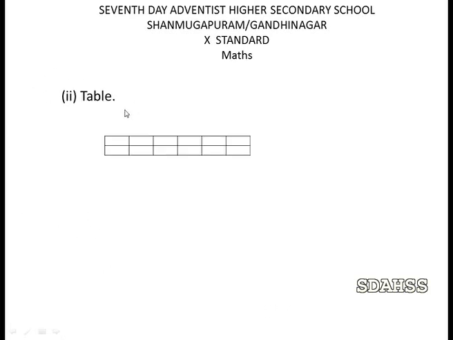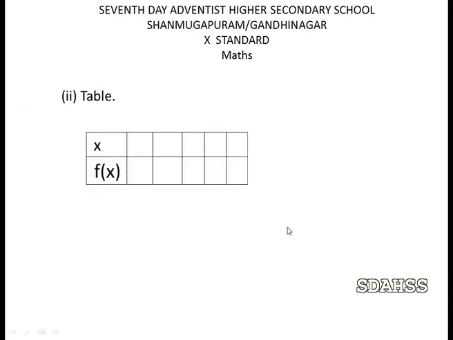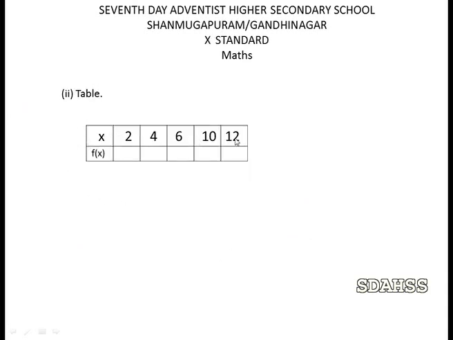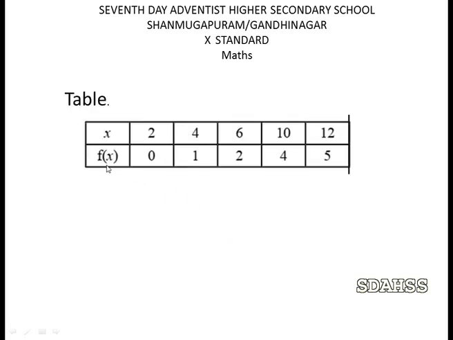Table. Construct a table like this. In this table, write first x and then f(x). Then the x values are 2, 4, 6, 10, 12 and their corresponding values are 0, 1, 2, 4, 5.